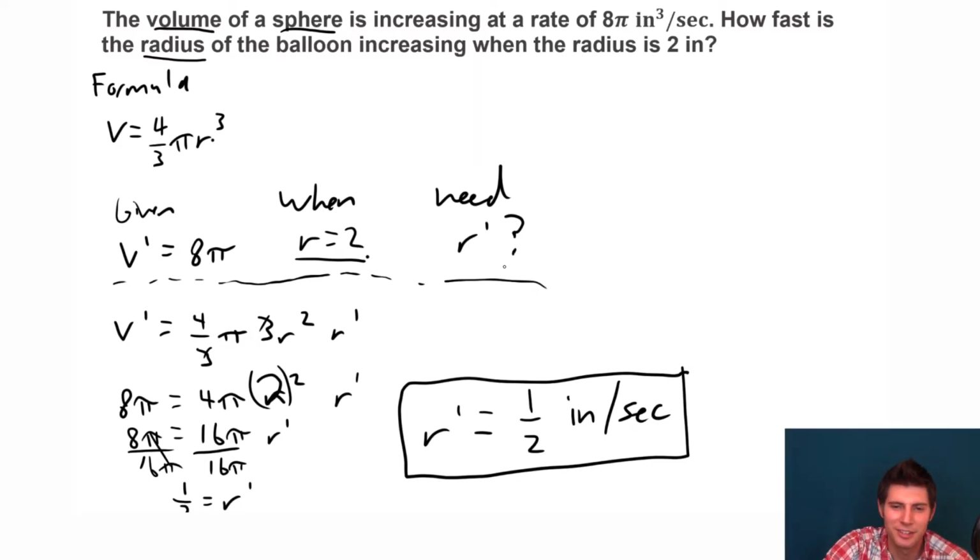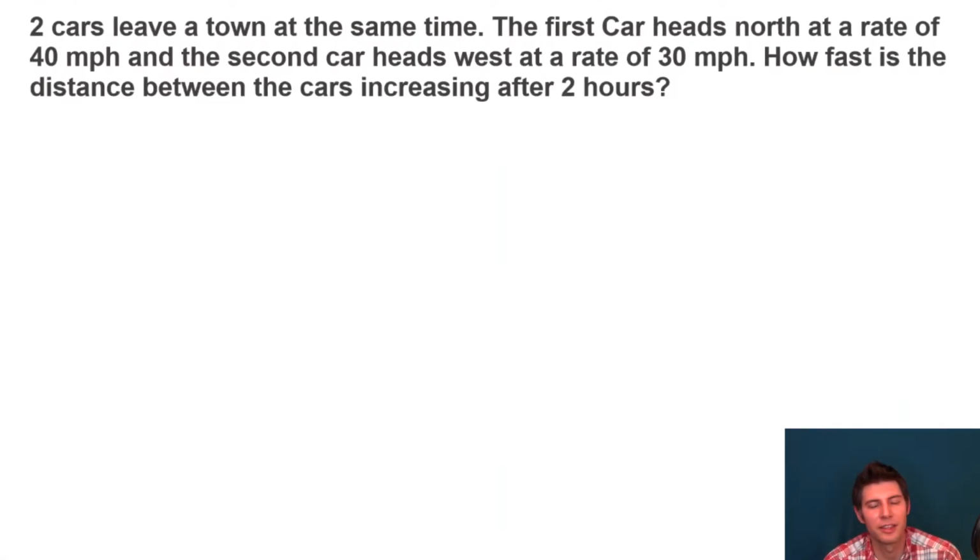Let's do another. Two cars leave a town at the same time. The first car heads north at a rate of 40 miles per hour, and the second car heads west at a rate of 30 miles per hour. How fast is the distance between the cars increasing after 2 hours?